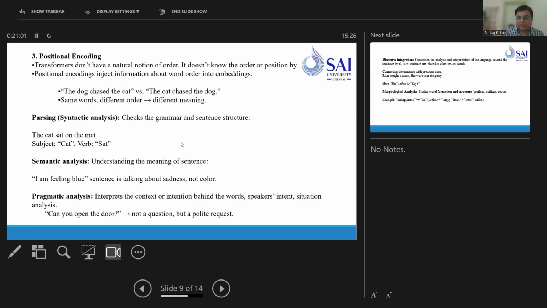Okay, so further there are some different types of analysis in chatbots. The first one is the syntactic analysis, or the parsing, inside the chatbots, which identifies the grammar and the structure of the sentence. For example, the cat sat on the mat. In this example, cat is the subject and sat is the verb. It sounds very similar, but the parsing, or the syntactic analysis, identifies the subject and the verb inside the sentence.